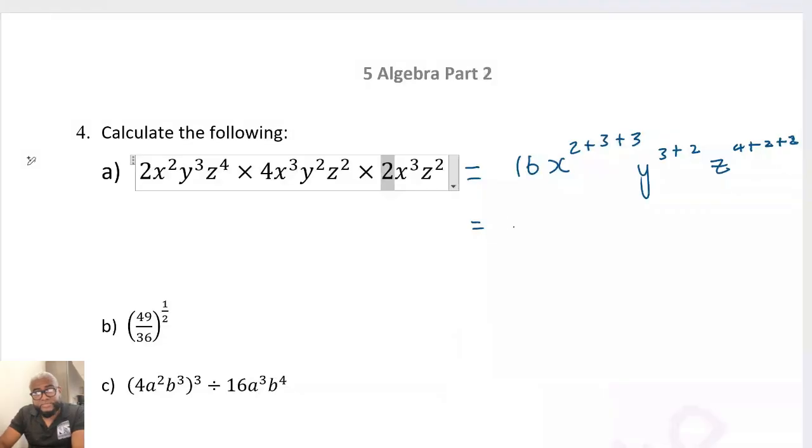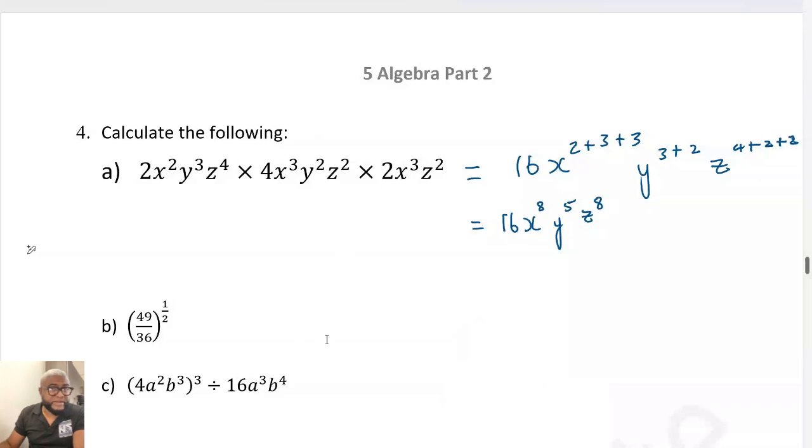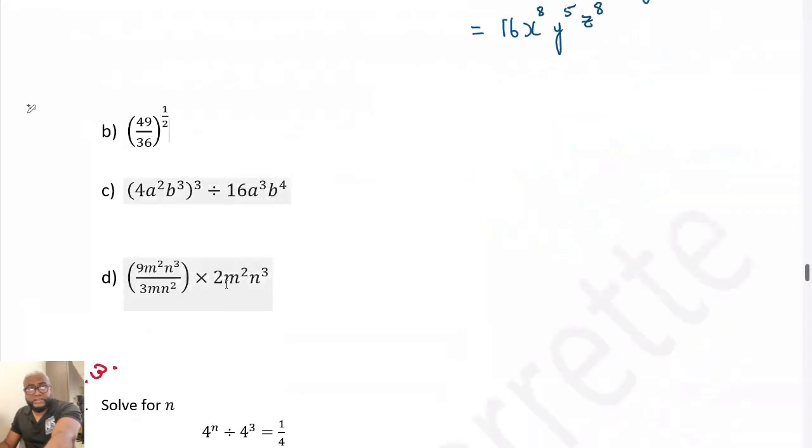So this will be 16x to the power of 8, y to the power of 5, z to the power of 8. Right? Now, I get this, very good.